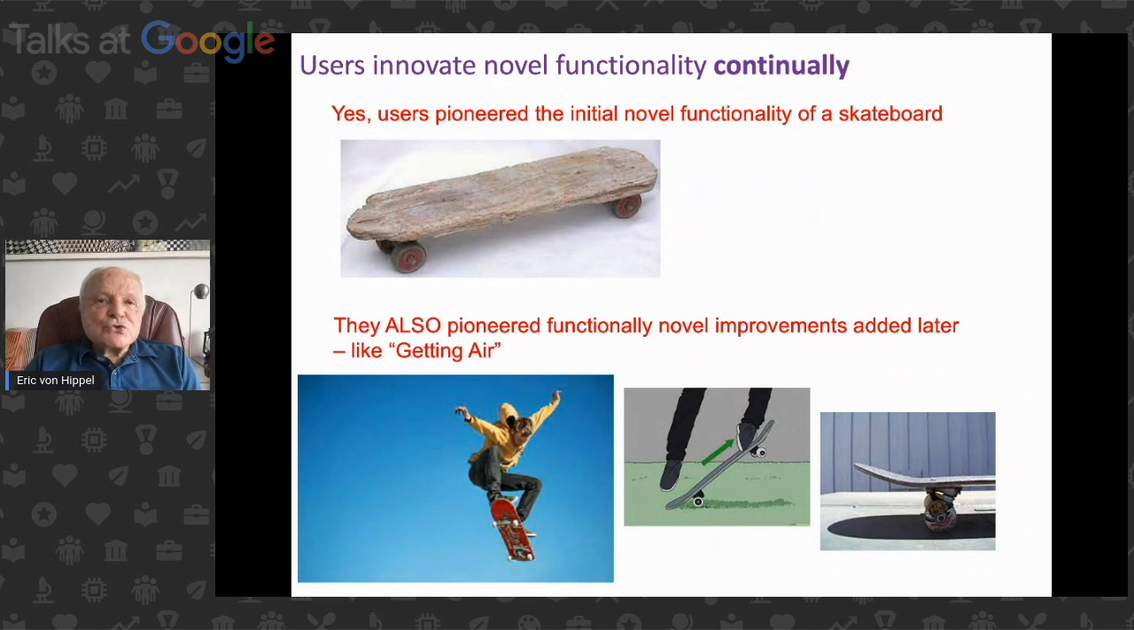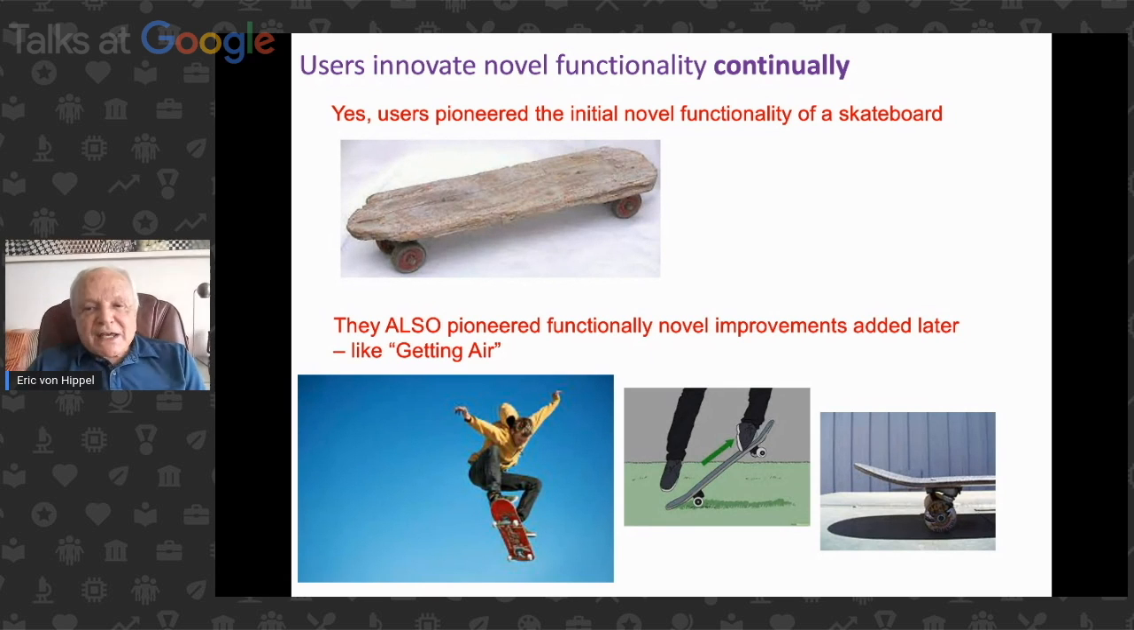So next point. It's not that the users just innovate at the start. Users innovate because novel functionality is continually being addressed in a field. So again, back to the skateboard, you see that board there that a person built with skate wheels. He basically took a board and unscrewed his or her skate wheels and put them on this thing and had a skateboard. That gave the initial novel functionality, and he could zip around, or she could zip around on this skateboard and see sort of how it worked and what techniques were desirable.